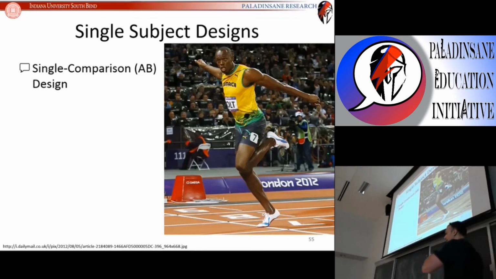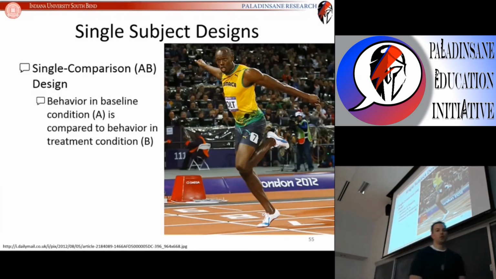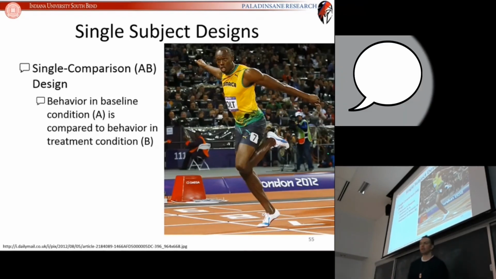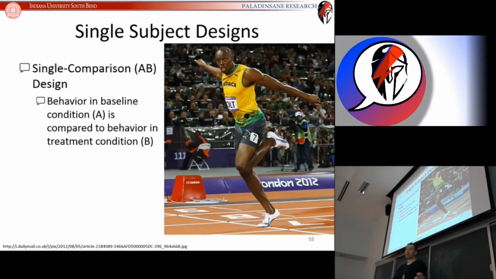So, how can we do this? Well, we're going to introduce today the way not to do this. This is the ineffective, incorrect, unethical measure of doing this, and it's the single comparison design. In the single comparison design, you measure the behavior of this individual in a baseline condition, and then you measure their behavior after you start treating them, and you compare the two.